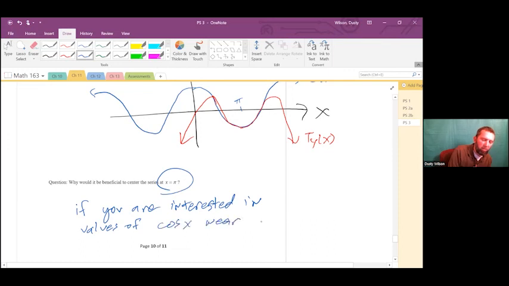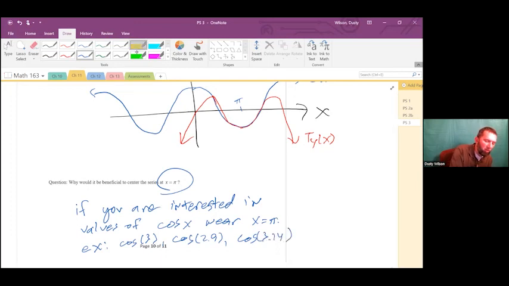near x equals pi. For example, imagine that you wanted to find like the cosine of 3 or the cosine of 2.9 or the cosine of 3.14, right? All these values, 3, 2.9, 3.14, they're all near x equals pi. And so this approximation would be pretty valuable for you, much more valuable for you than a fourth degree approximation that was centered at 0, for example.